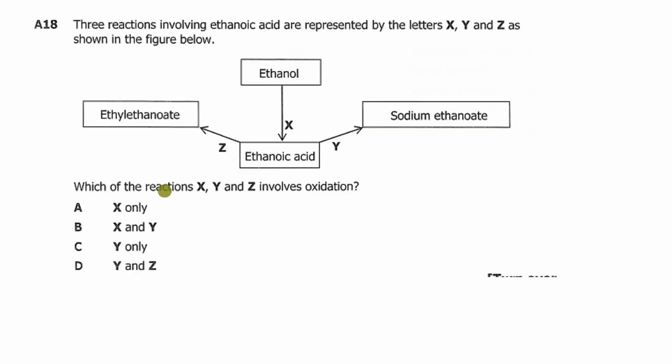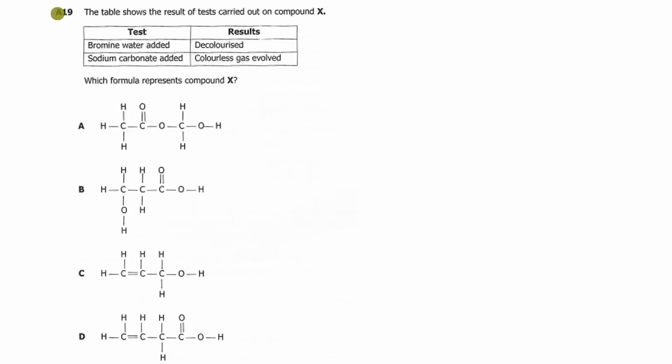Then they're saying which of the reactions X, Y, and Z involves oxidation? Oxidation is this one here, ethanol turning into ethanoic acid. So this process is oxidation. So the answer is A. We go to 19A. The table shows the result of tests carried out on compound X.